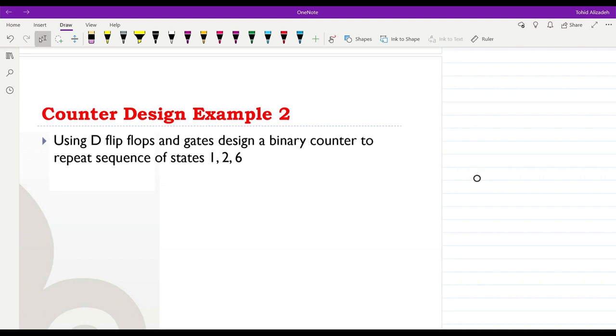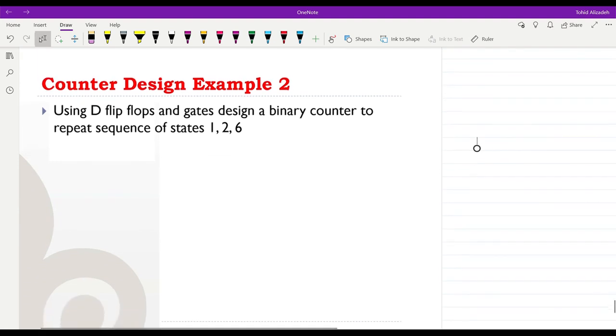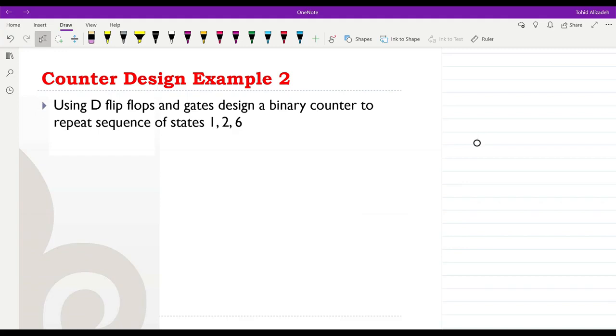Here we have another example of designing a counter. We want to design a counter using D-type flip-flops and gates to repeat the sequence of states 1 to 6. So that's what we want to have. We want to have repeating of the values 1 to 6.